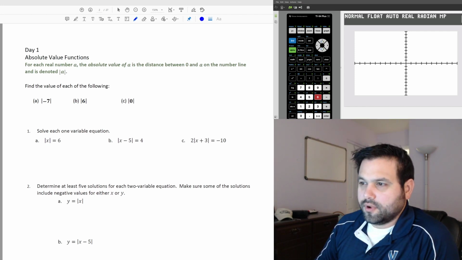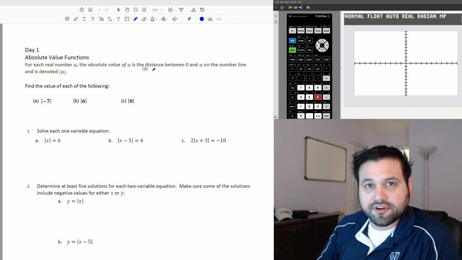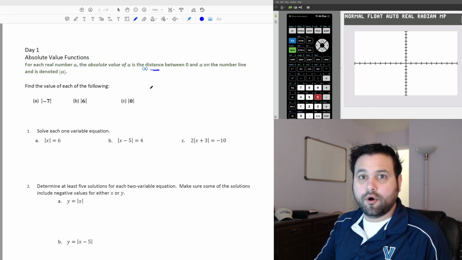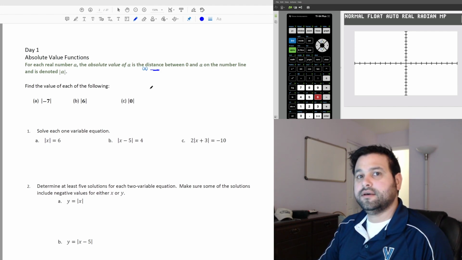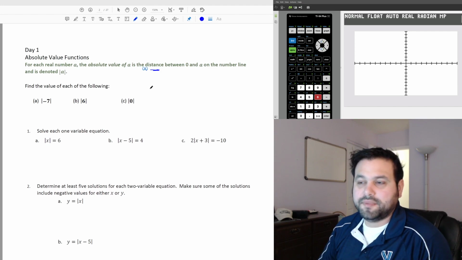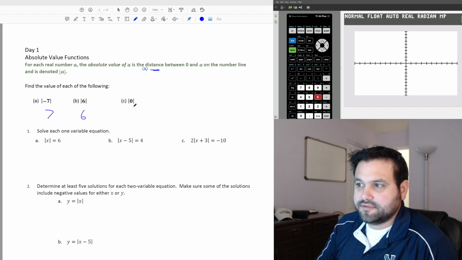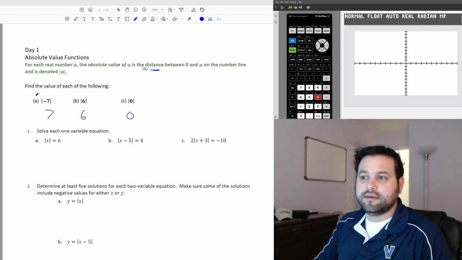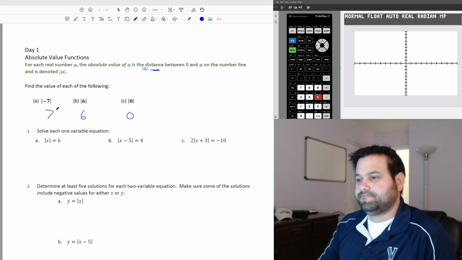So if we remember what the absolute value is, it's measuring the distance any number is from 0. Because it's distance, it always outputs a positive value. So the outputs from an absolute value are always positive. For example, the absolute value of -7 would be 7, the absolute value of 6 is 6, the absolute value of 0 is 0, right? Because those are how many units away the numbers inside the absolute value signs are from 0.